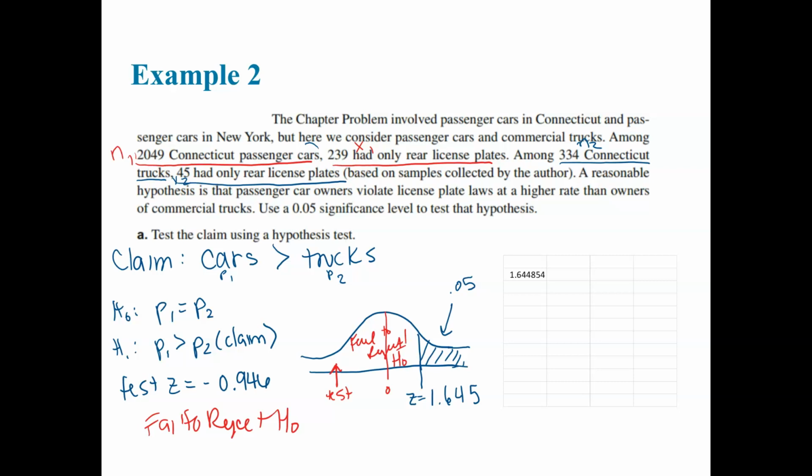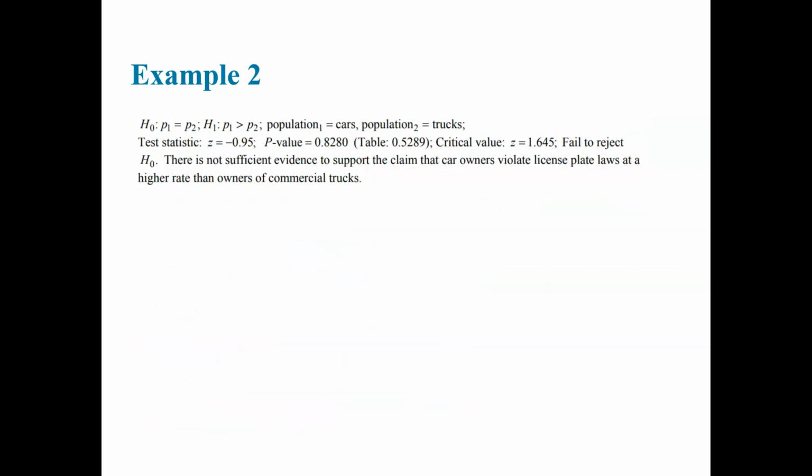So fail to reject, you can kind of think of that almost as like an accept. It's not really, but that's saying like we kind of accept the null. That wasn't our claim. So there is not sufficient evidence to support the claim. And here is the full sentence.